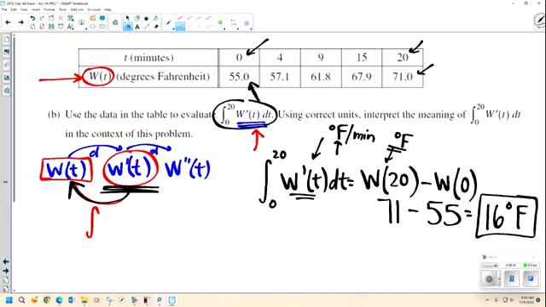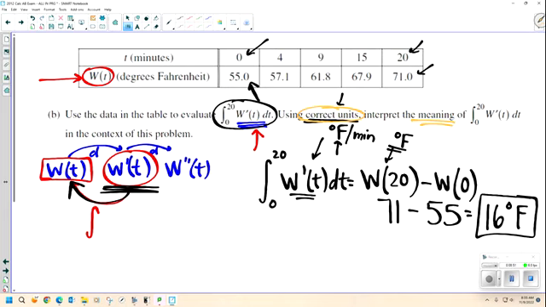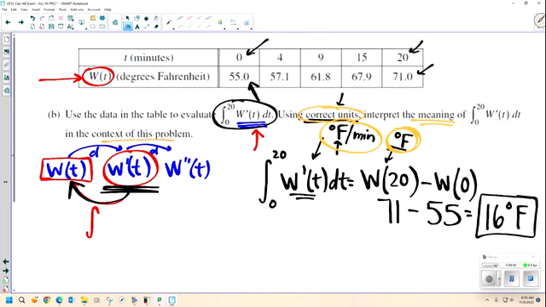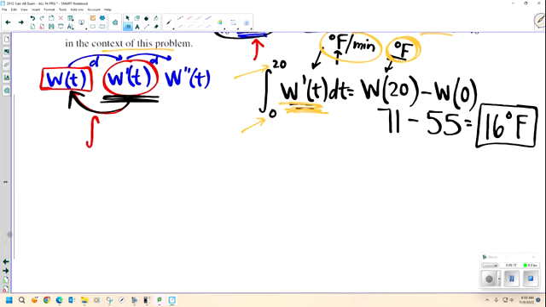That's the first part. Now, the second part is using correct units, we'll change up the colors. Interpret the meaning of that number in the context of the problem. All right, well, again, I had a rate, and I went back to just the initial label. So 16 degrees Fahrenheit from time 0 to time 20. Remember, that's the total. When we integrate, we're adding up the total. That's why they're called Riemann sums. Okay?